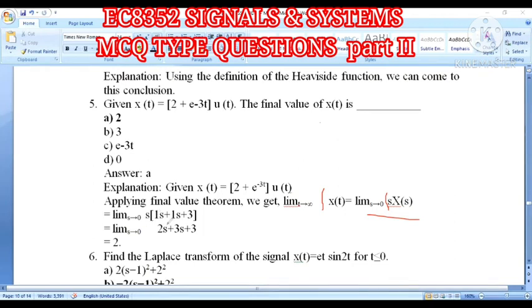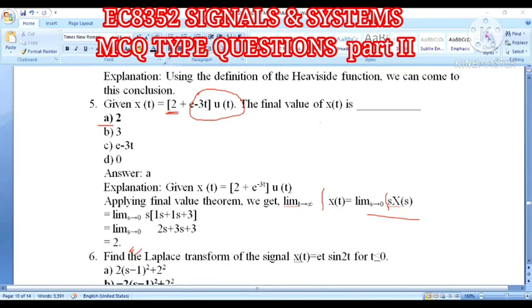When you substitute here, you get s into (2s plus 3) over s times (s plus 3). So limit s tends to 0, I substitute here: 2s plus 3 over s plus 3. Okay, so your answer becomes 2. 2 is the answer for you. Okay, so this is the answer for the fifth question. The remaining terms all become 0 when you apply the Laplace transform. You get only the answer 2, because 2 is the constant one, right? So next we move on to the next problem.